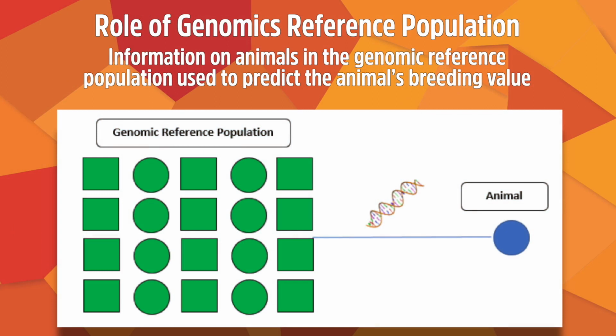But what is informative is it enables us to go through and look at the genetic relationship that animal has to these animals in the genomic reference population. And the genomic reference population is really a group of animals that have been comprehensively performance recorded from conception right through to slaughter and have DNA information on them. And by understanding the relationship between the animal and those animals in the genomic reference population, then we can start to use the information on those animals to predict the breeding value of that commercial animal.